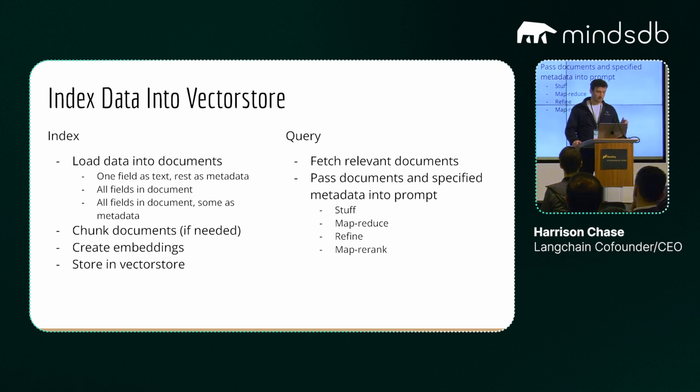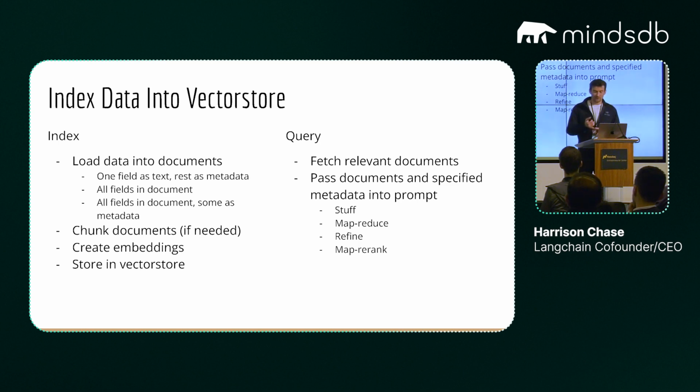You load it as documents, you chunk them into small chunks, you create an embedding, which is a numerical vector for each document, which allows really quick similarity lookup, and then you put those in a vector store, which is a database designed to make that lookup really, really fast. Then once it's in there, you can do the query.